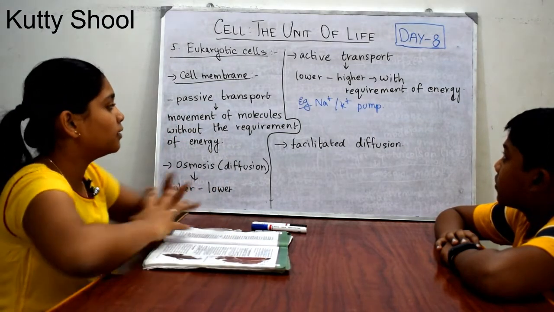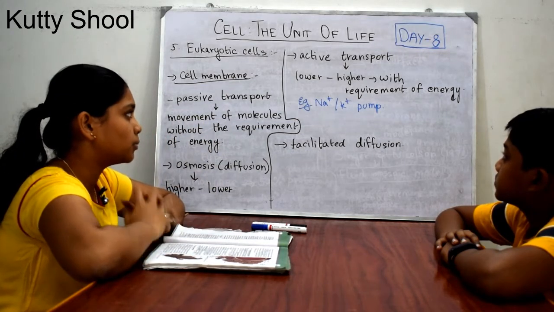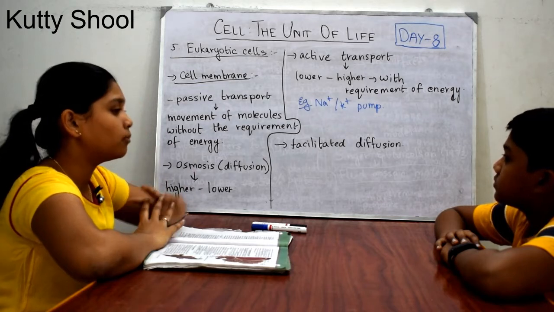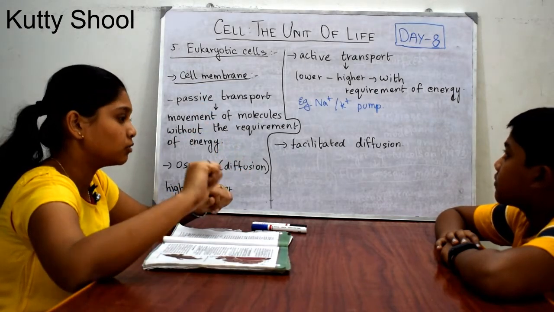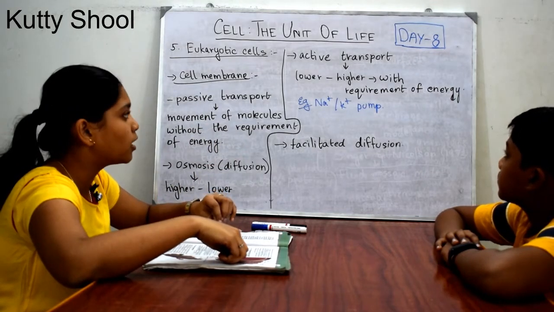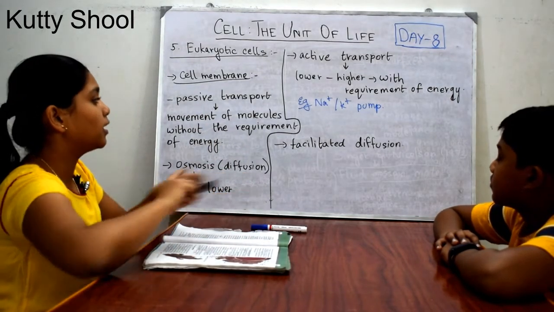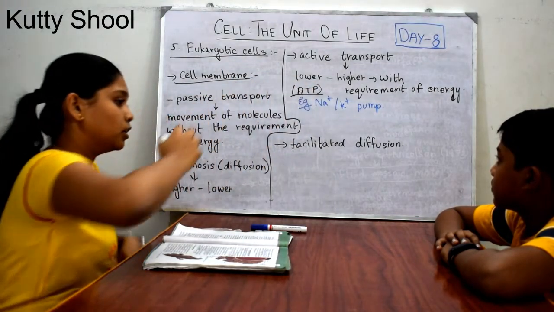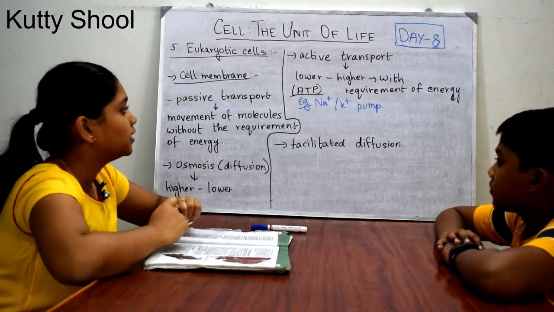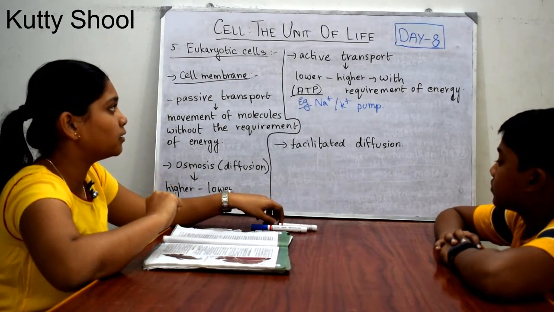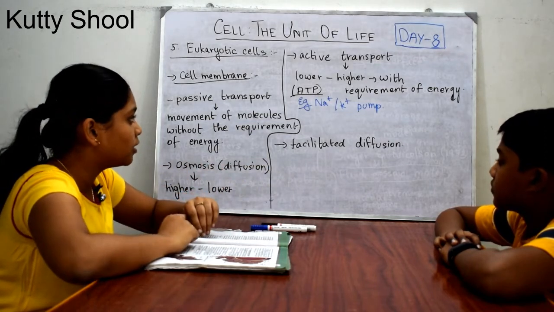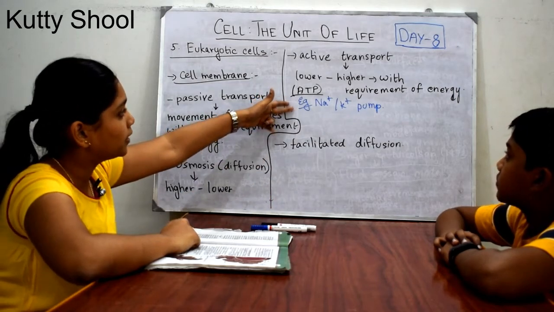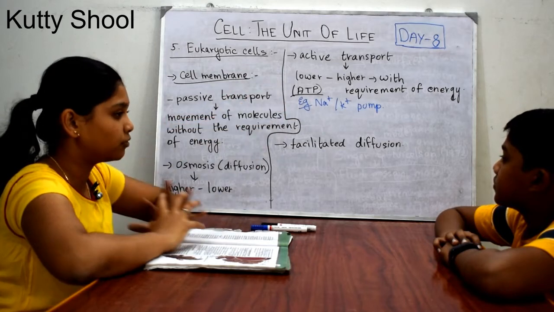Okay. And then active transport: the substances or molecules or ions which move by active transport generally move from lower concentration to higher concentration. So therefore they need energy to move, with the requirement of energy. For example, they can take ATP. ATP is adenosine triphosphate, which is an energy compound. They take up this and move across the membrane. An example is the sodium potassium pump. This pump is an example of active transport.